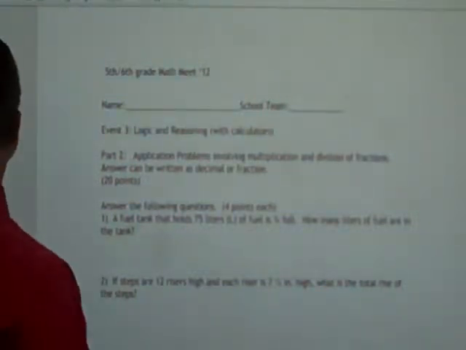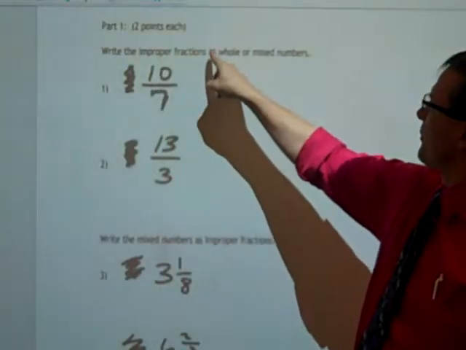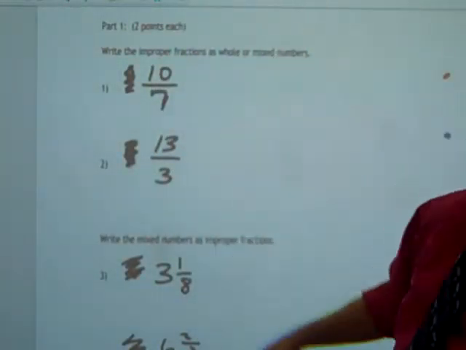I thought we could work a couple problems off of the 2012 meet. And the first one I thought we could start with would be this one. And again, we want to get these right. They're worth 2 points each. The instructions are write the improper fractions as whole or mixed numbers.